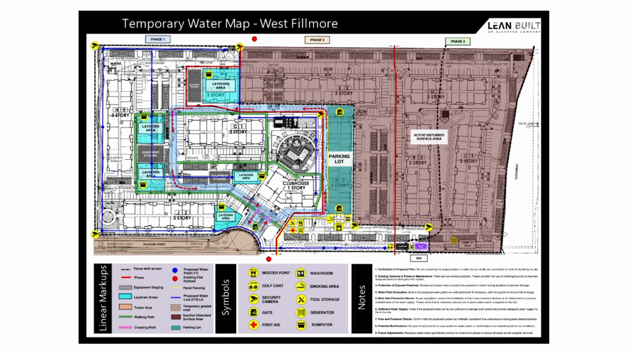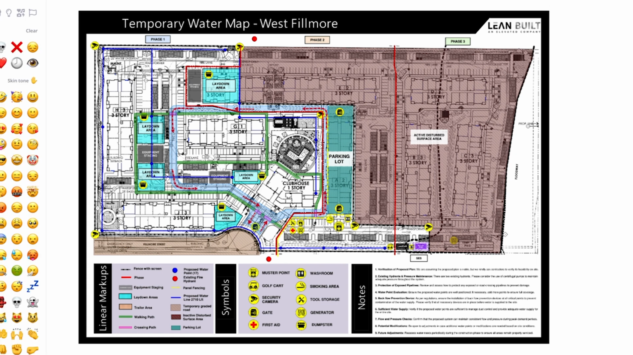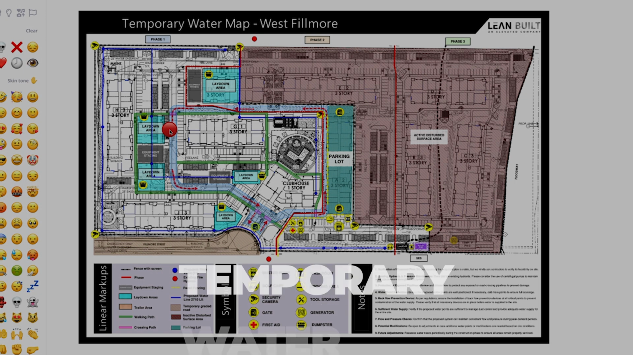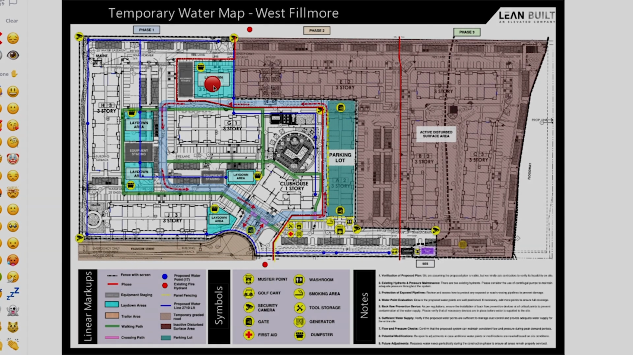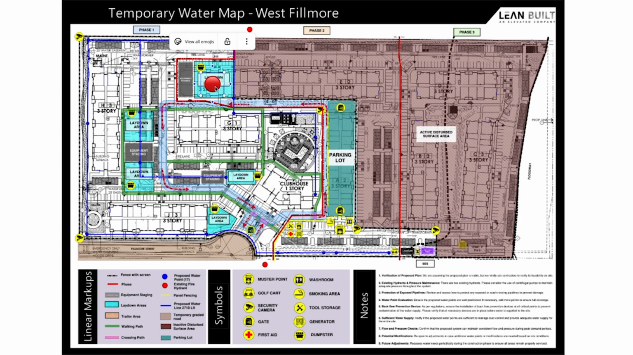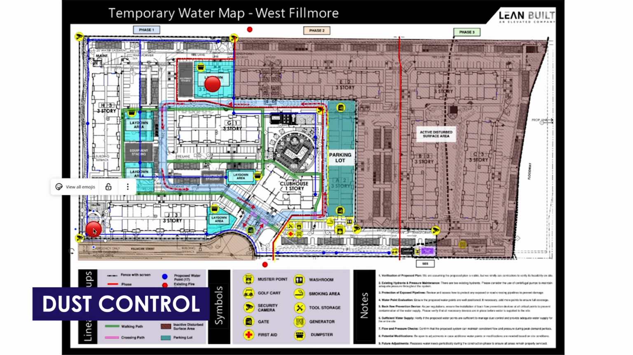Okay, so what I'm going to do over here is use Miro to highlight a couple of these things, and I'm going to do it with a red dot. So this temporary water map shows a couple of things. It lays down areas where we will definitely want temporary water available, right? Buildings where we will want to make sure that we have a spigot available next to the building, and for dust control around the project site, right?